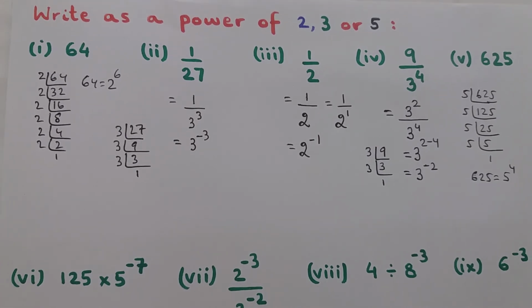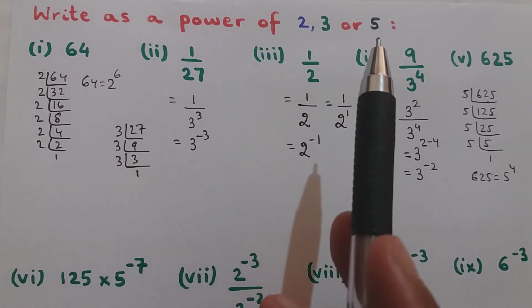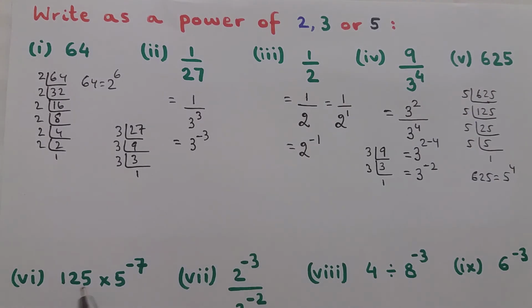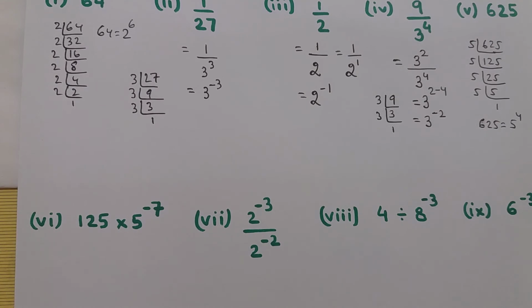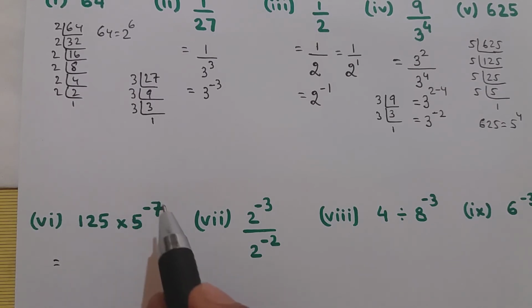So write 125 into 5 raised to the power minus 7 as a power of 2, 3 or 5. So here I have to write 125 into 5 raised to the power minus 7 as a power of 2, 3 or 5. So for that I have to do the prime factorization of 125, and 5 raised to the power minus 7 is already given in the power of 5. So this I will keep it as it is, and 5 is a prime number. So 5 raised to the power minus 7 I will keep it as it is.